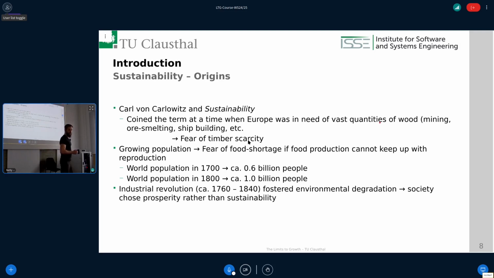So during the Industrial Revolution, the environmental degradation increased heavily and society chose prosperity rather than sustainability. They had this concept and they knew we can't do this forever, but this is not my problem. This is someone else's problem or a future generation's problem. And this is also something we'll get back to in the exercise. So this idea of meeting your needs now while making sure that future generations can also meet their needs somehow got kicked off the bridge at the beginning of the Industrial Revolution and remained this way until today.